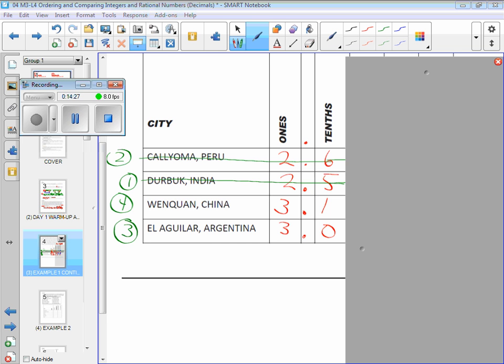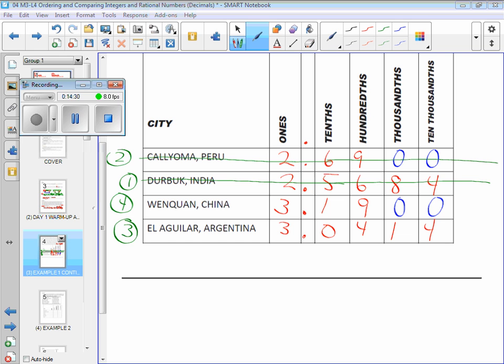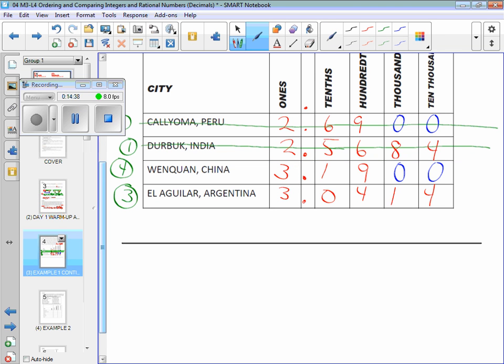Okay, now to complete the question, remember this is only kind of like a little work page for you to show your work. I still have to list the cities. So my lowest was what? Durbuk, India. If you'd like, I'll just put the name of the city, not necessarily the continent that it's on. Just we'll put Durbuk for time's sake. Followed by what after Calioma? You got it.